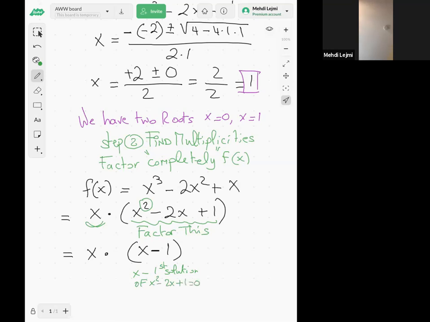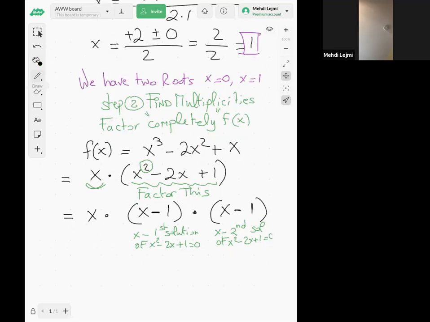But 1 is actually a repeated solution. It's a 2 times solution, right? So here, x minus 1 times x minus the second solution of x squared minus 2x plus 1 equal to 0. But when we solved x squared minus 2x plus 1, we got only one solution, which is 1, right? So 1 is a repeated solution. So it's x minus 1 times x minus 1. Then that will be equal to x times x minus 1 squared.